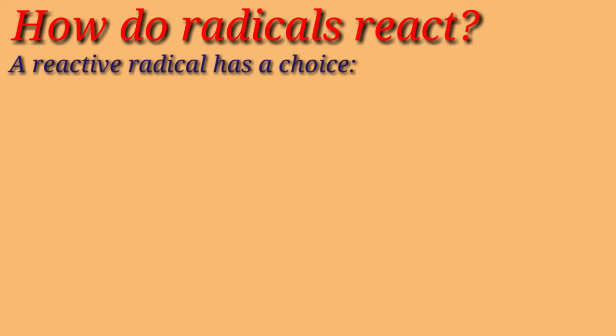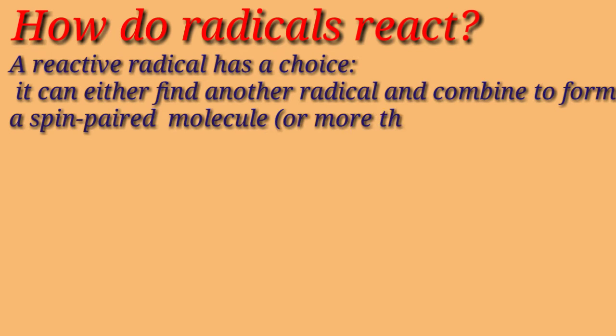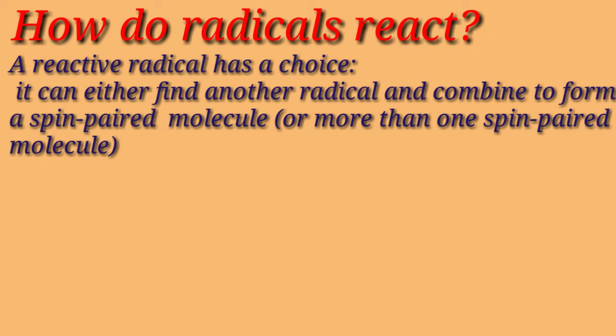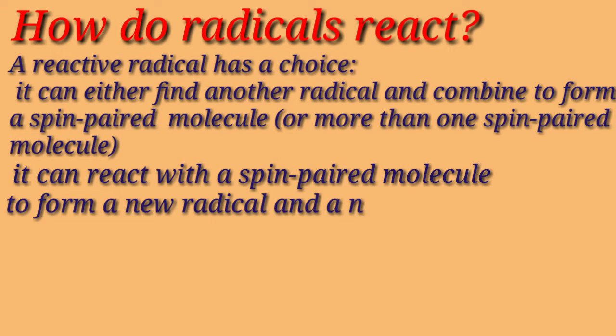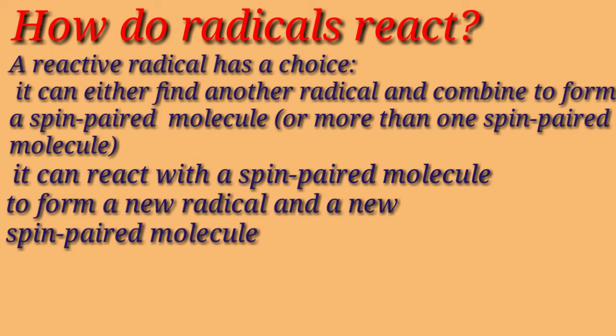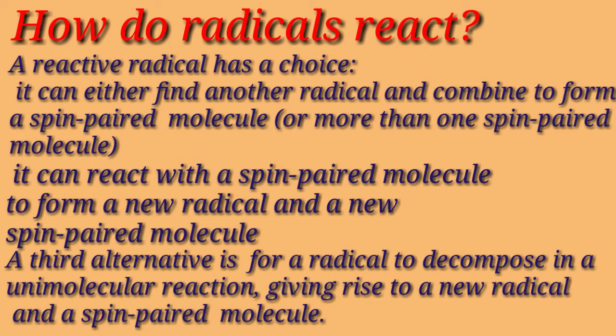We know that a reactive radical has a choice. It can either find another radical and combine to form a spin paired molecule or more than one spin paired molecule, or it can react with a spin paired molecule to form a new radical and a new spin paired molecule. And the third alternative is for a radical to decompose in a unimolecular reaction, giving rise to a new radical and a spin paired molecule.